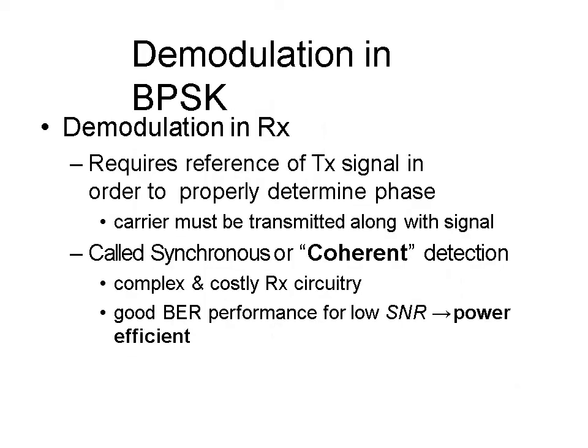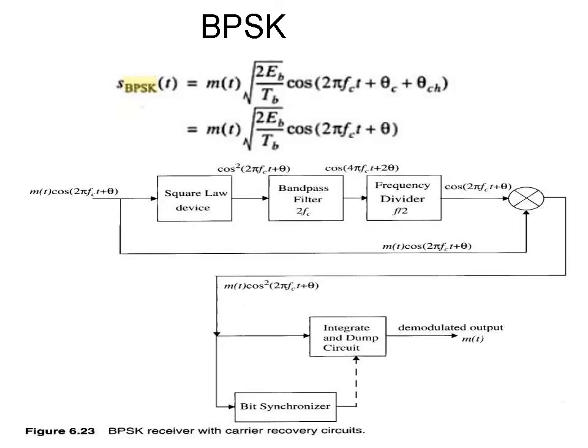Then demodulation in BPSK is at the receiver side, which will require a reference of the transmitter signal in order to properly determine phase. Here the carrier must be transmitted along with the signal, called synchronous or coherent detection, which requires complex and costly receiver circuitry. But here you will achieve good BER performance for low SNR, so that it will be power efficient. So this is the BPSK equation and also the diagram of the receiver with the carrier recovery circuit.